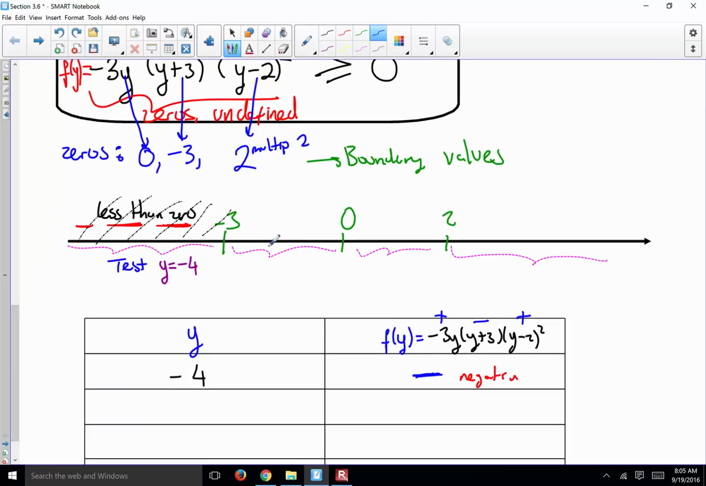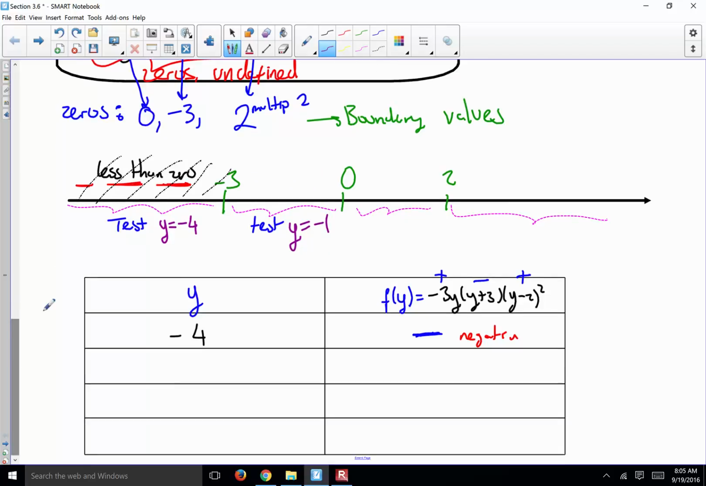What do you want to test next? Test y equals a value between minus 3 and 0. What's the best one? Negative 1 is the best, rather than negative 2, because I like 1. Raising powers of 1 is so easy. I'll take negative 1. But let's do it again. This is positive. This is positive as well when I put negative 1. And this is always positive because of the square. No matter what you insert here, it's always positive.